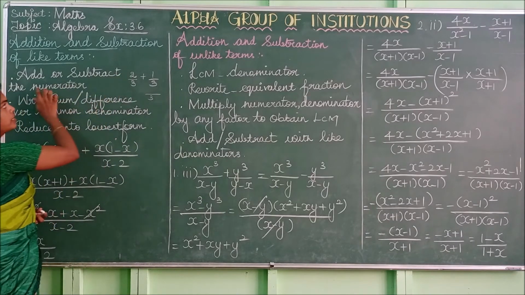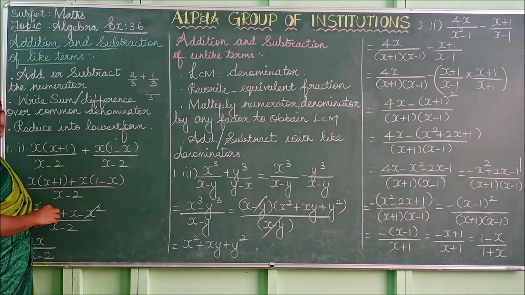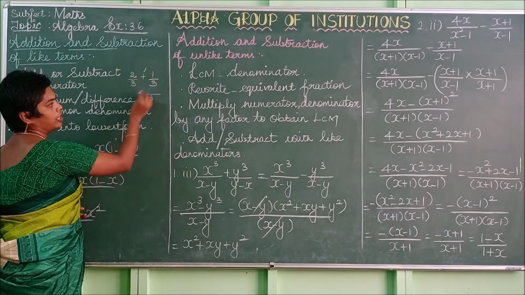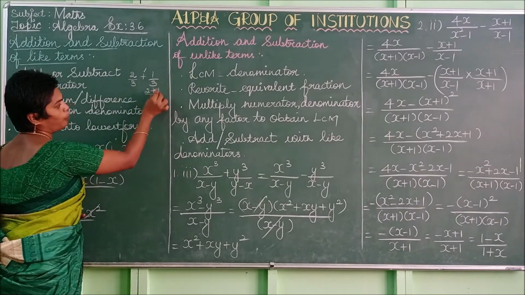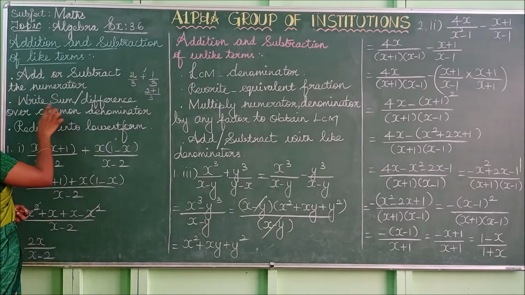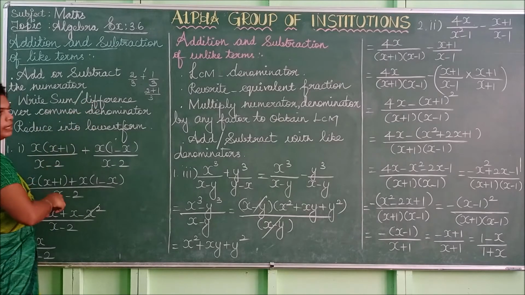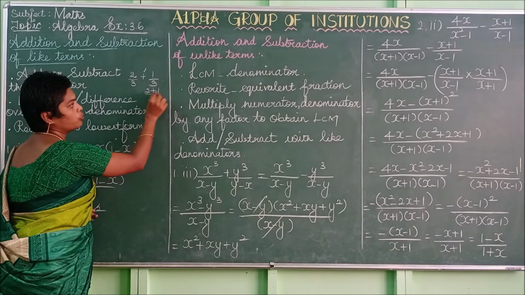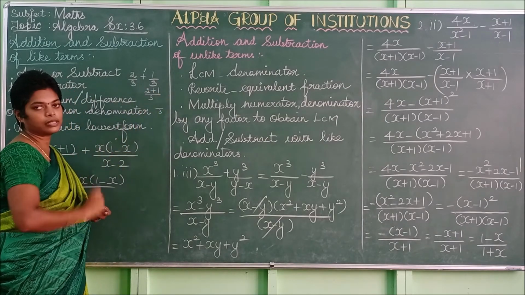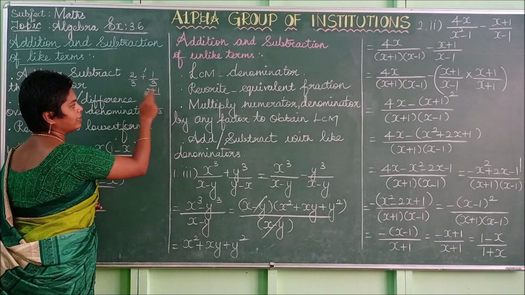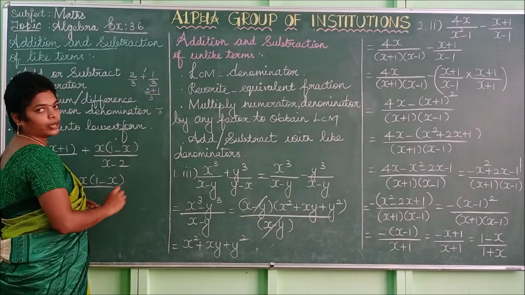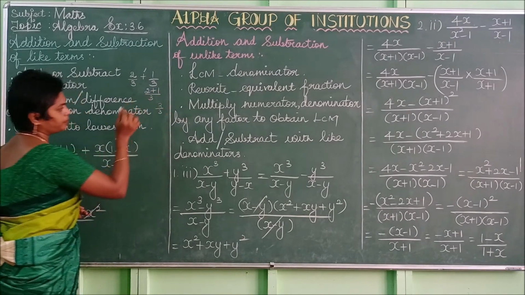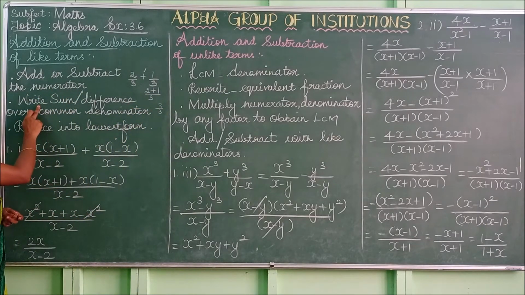Then for the numerator, first add or subtract. Here the process is addition, so you have to add 2 plus 1. Then write the sum or difference over the common denominator. First you write the common denominator, afterwards you do the process. Here the process is addition, so if you add 2 plus 1, the value will be 3. This is what this step means.